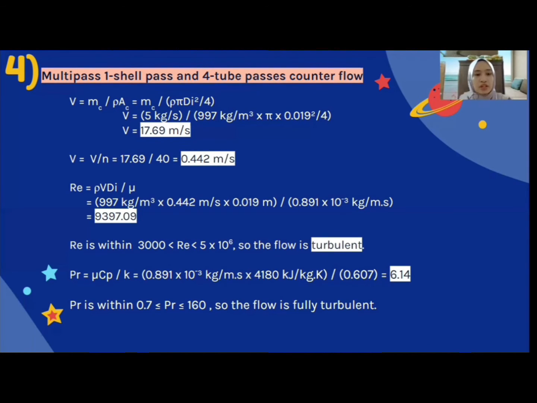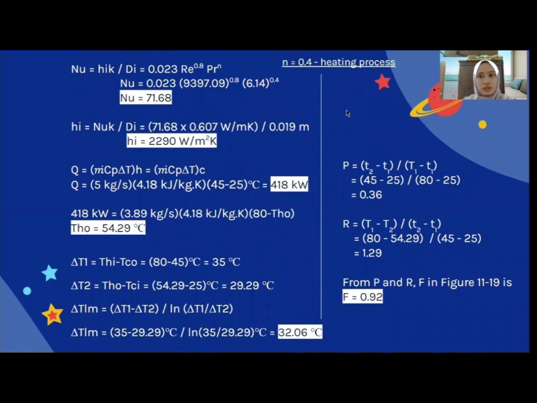Okay, so by following the Colburn equation, since the Pr is within 0.7 and 160, the flow is fully turbulent. So now to calculate the Nusselt number, since this is a turbulent flow, we use the formula of 0.023 times the Reynolds number to the power of 0.8 times the Prandtl number to the power of n. Since this is a heating process, the n is equivalent to 0.4. So we just substitute the value of Reynolds number and Prandtl number, and got the Nusselt number to be 71.68.